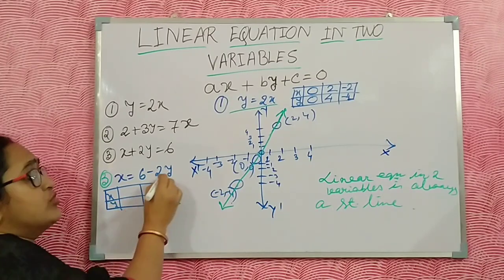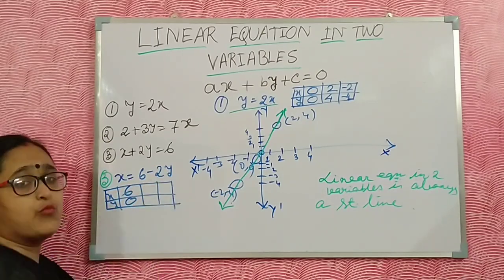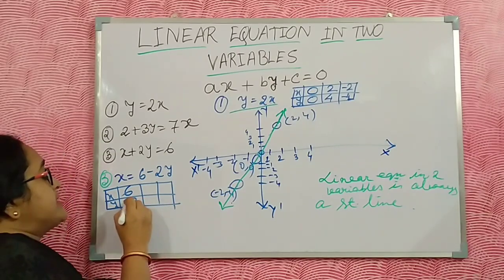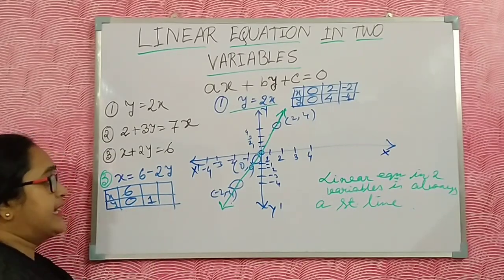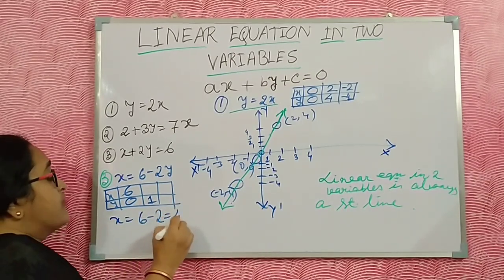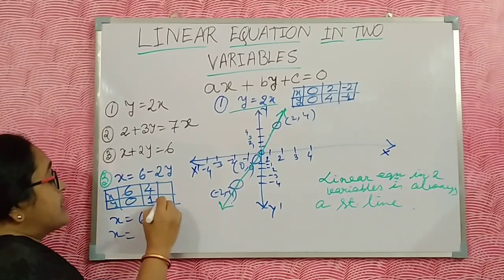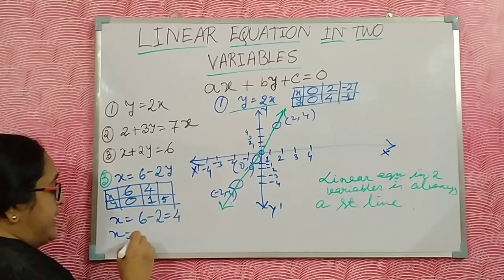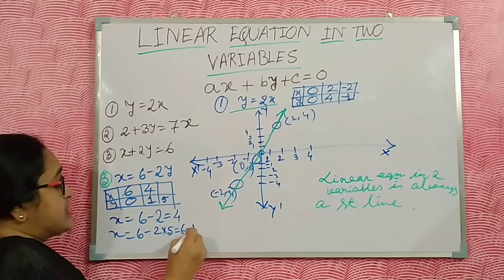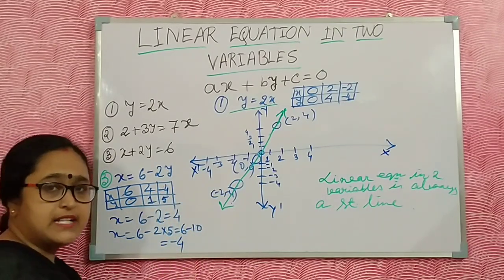Okay. And when you put any values of y, you get a distinct value. Here, y is 0, then x is 6. Then I take y is 1, then this is y minus 2, so x is 4. And when y is equal to 5, then you get 6 minus 2 into 5, which is 10, so 6 minus 10 is minus 4.